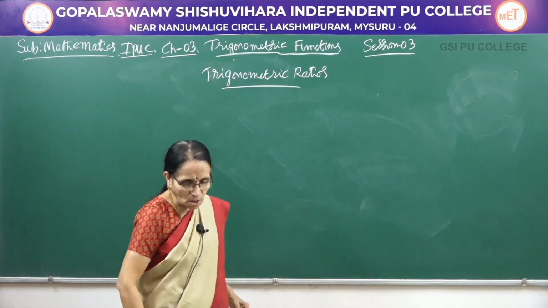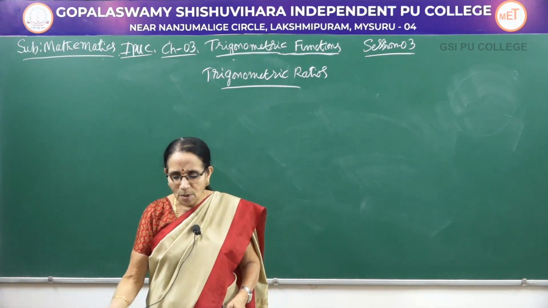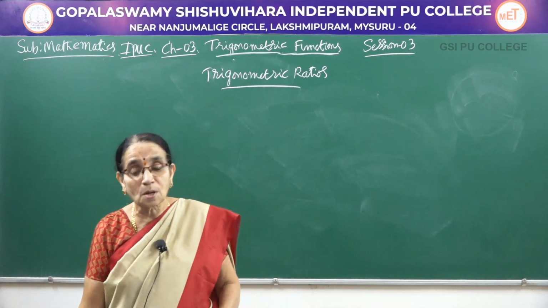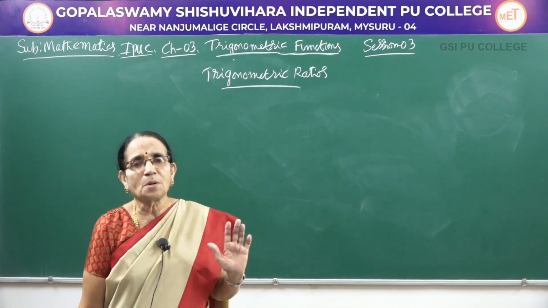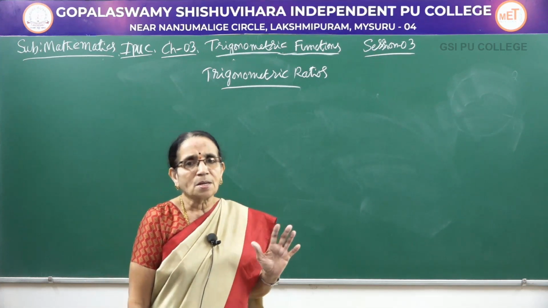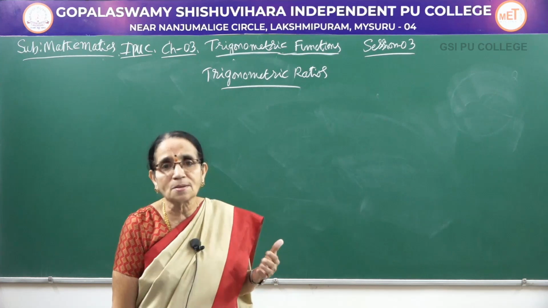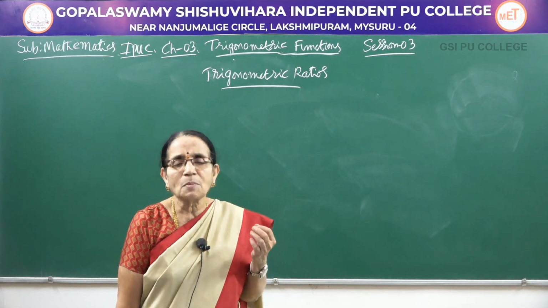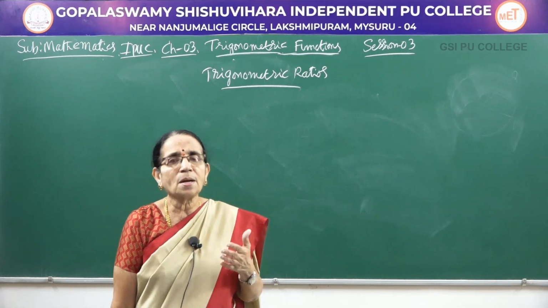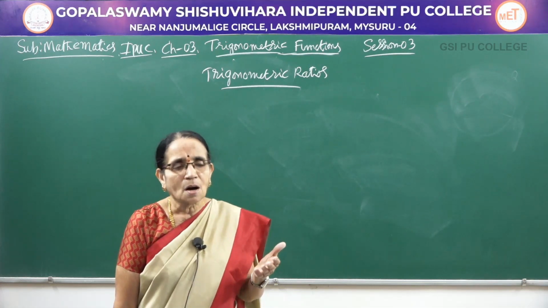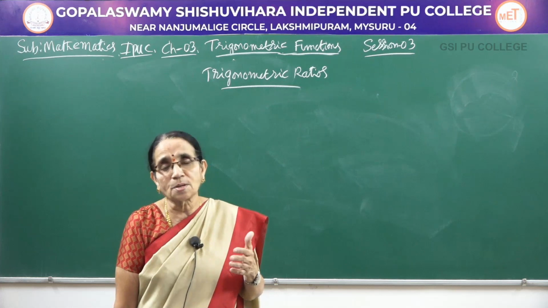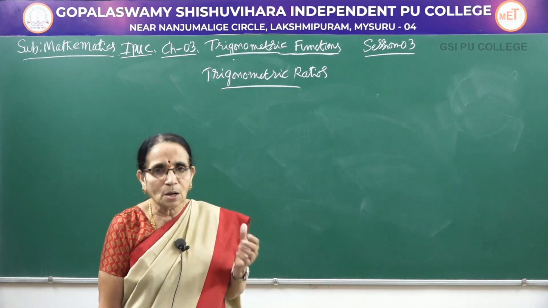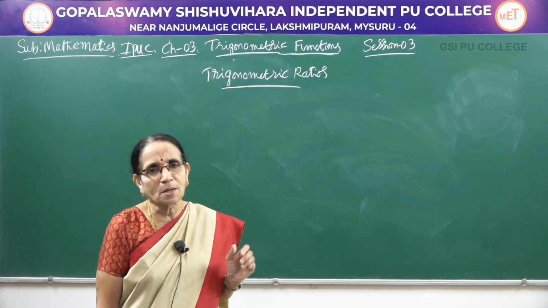When it was taught in the lower classes, you might have learnt how this particular branch was developed. Actually, trigonometry means the measurement of the 3 angles of a triangle. When this particular branch was developed, the main idea was to find the heights of tall towers or the distance between any two points, any two objects like that. That was the main purpose of developing this particular branch of mathematics.